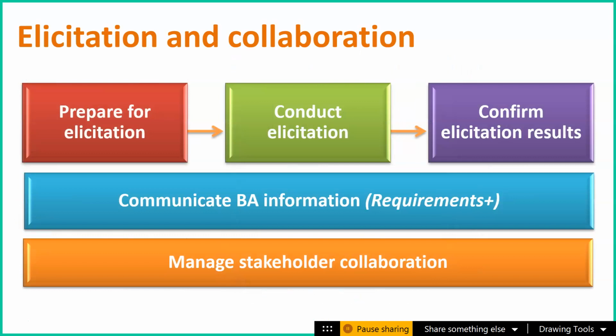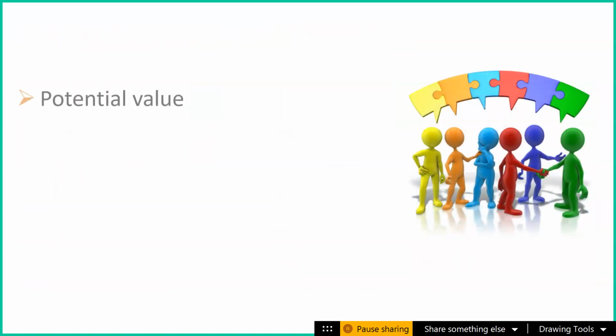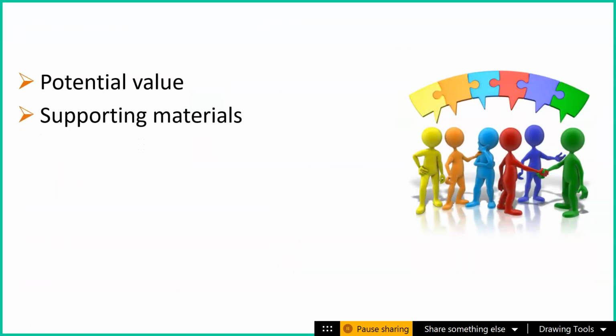So we're going to talk, the first three up top, those are going to feel like I'm talking about how do you plan a meeting. But I mean, it's really similar. And then we're going to talk about communicating BA information and then managing stakeholder collaboration. Okay. So things to watch for, we're going to look for potential value and supporting materials. We're going to look for those two terms throughout these slide decks. Pay close attention to them. They can help you on your test.